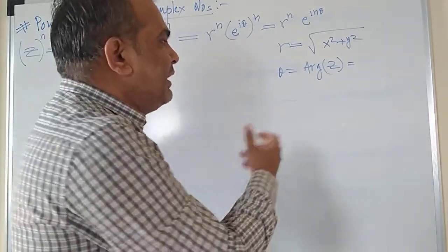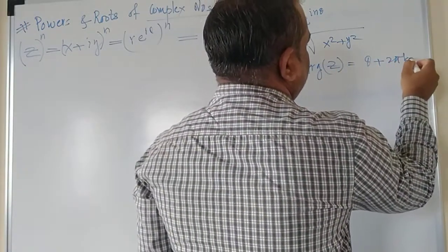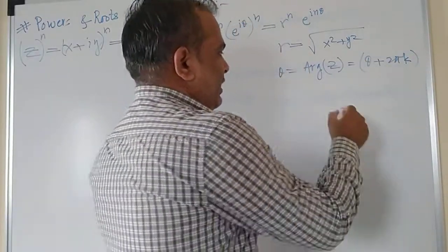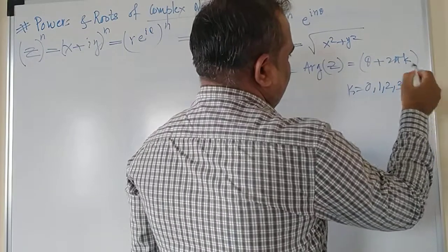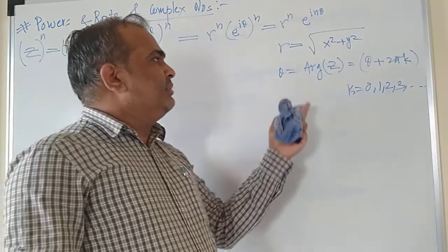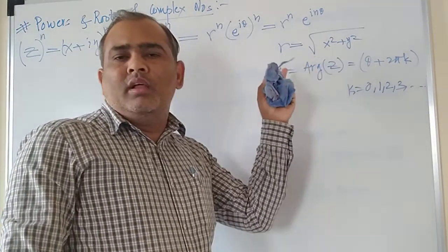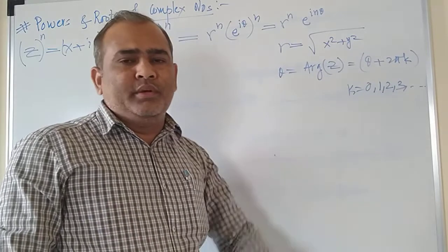So this has multiple values. So argument of z is equal to theta plus 2 pi k. It has multiple values, right? Where k is equal to 0, 1, 2, 3 up to infinity, right? Now the definition of argument of z and magnitude r and all, you already studied in the 12th standard. I request you please revise the topics.